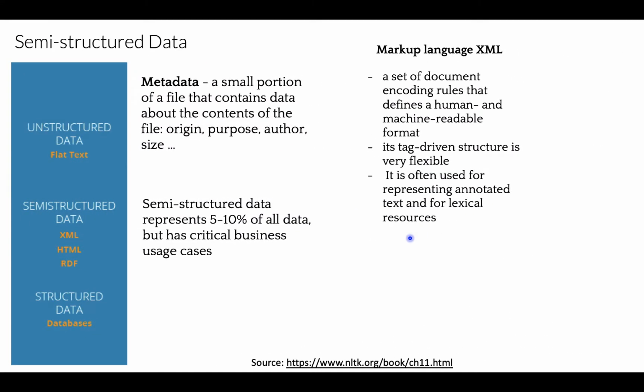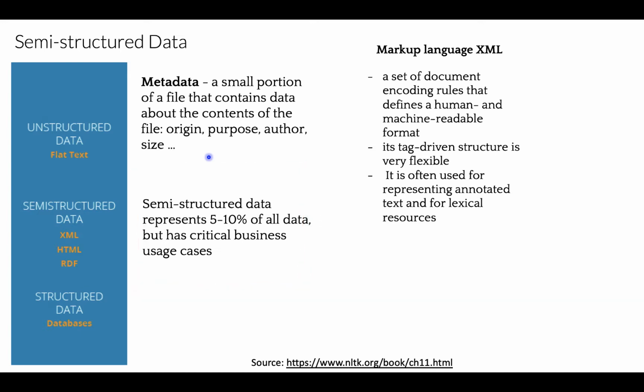Now that we mentioned semi-structured data, let's discuss its main component and why it is useful. Semi-structured data maintains internal tags and markings, or metadata, which is a small portion of the file that contains data including origin, purpose, author, size, recipient, etc. As a result of metadata, we can catalog, search, query, and even analyze documents by means of their metadata. In fact, this type of data represents about 5% of all data, but it has critical business use cases.